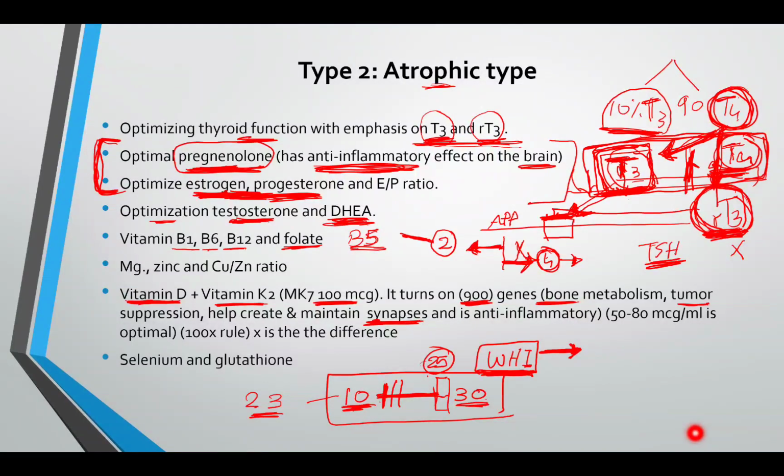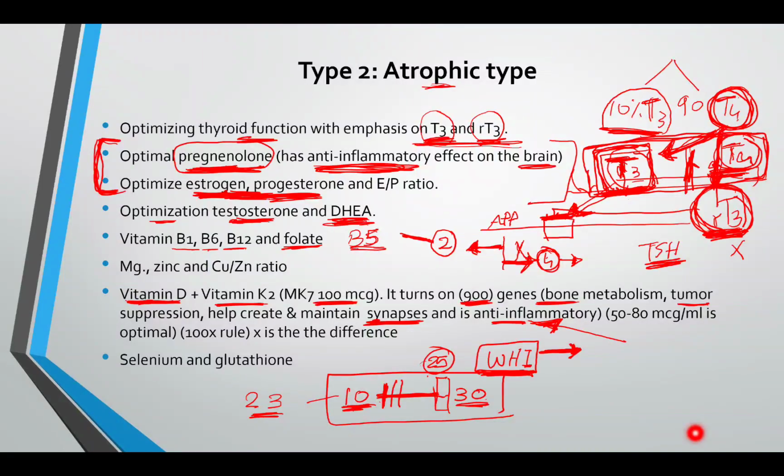The cells of the brain connect to each other by something called synapses, or the branches of the cells. Vitamin D has an anti-inflammatory effect, so we benefit from the anti-inflammatory effect of vitamin D in Alzheimer disease. All patients should take vitamin D.